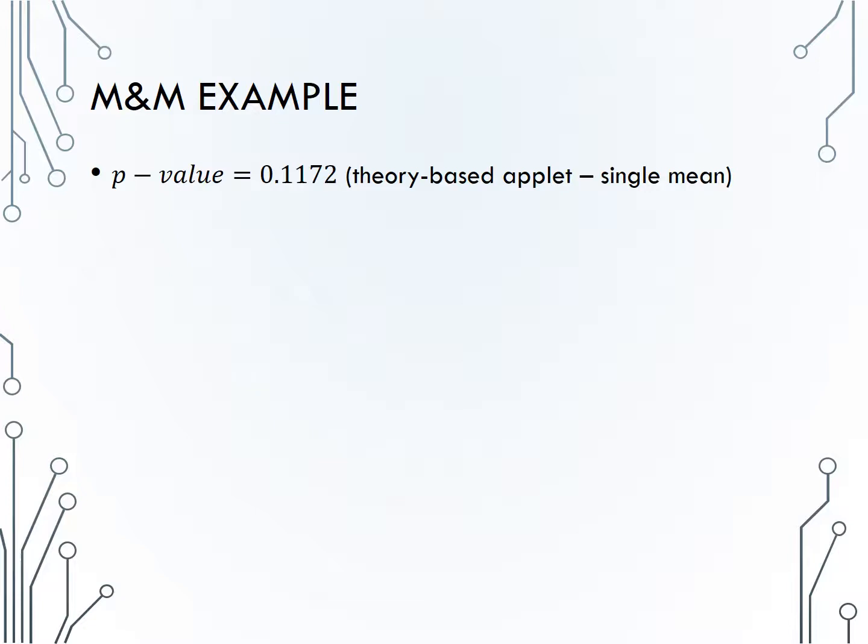From the theory-based applet, we obtained a p-value of 0.1172. Interpret this number in the context of the problem, then write a conclusion. Pause the video while you do this, then play to see the correct interpretation and conclusion.